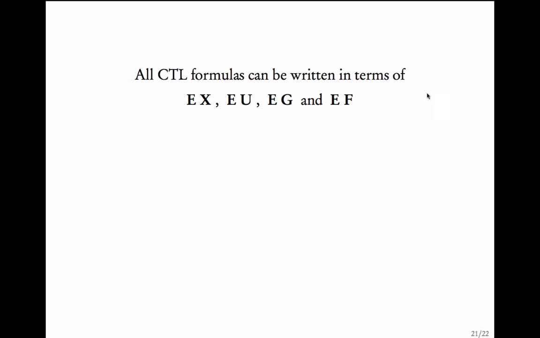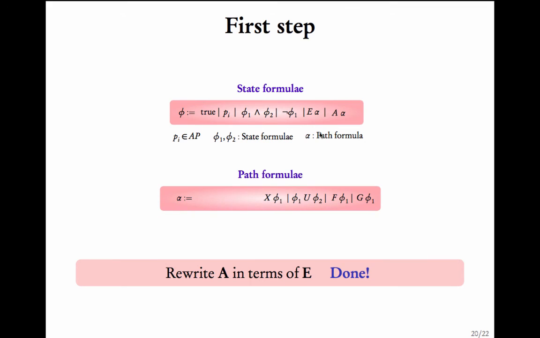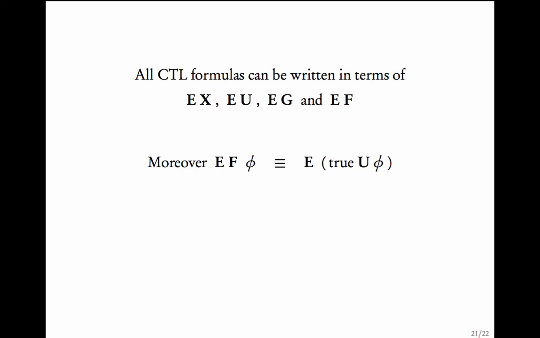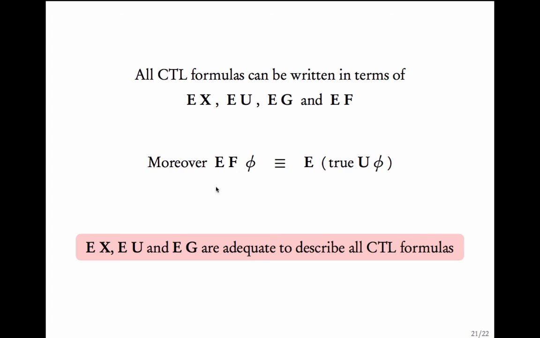All CTL formulas can be rewritten in terms of EX, EU, EG and EF. Because a CTL formula is made up of this syntax. Whenever you have A of, say, phi 1 until phi 2, you rewrite it using E as we did in a previous slide. So wherever there is AX phi 1, replace it with not of E of X of not phi 1. Similarly for the other things. Let's do a bit more pruning. Look at EF. EF phi is just E of true until phi, because F is just true until phi, right? So we can even remove EF. We can say that EX, EU and EG are adequate to describe all CTL formulas.